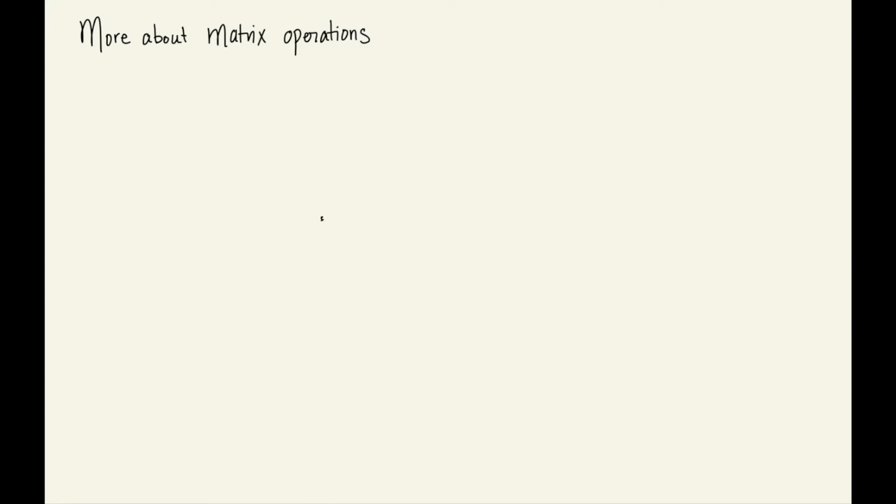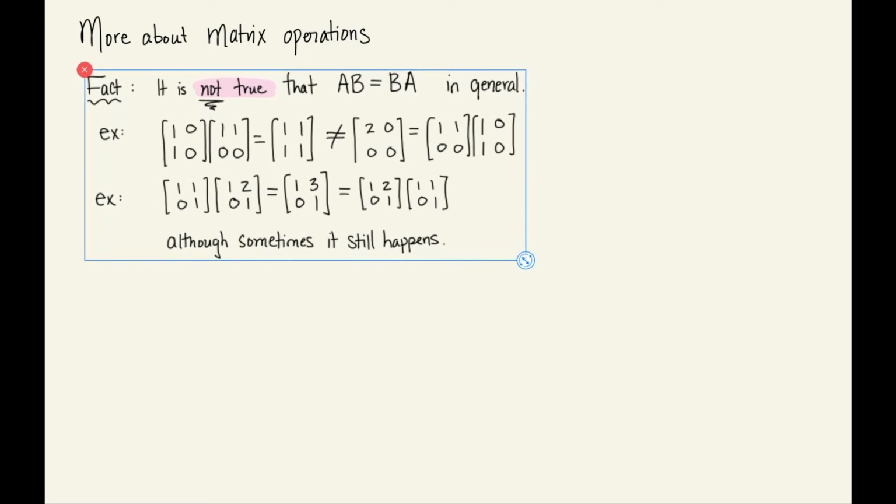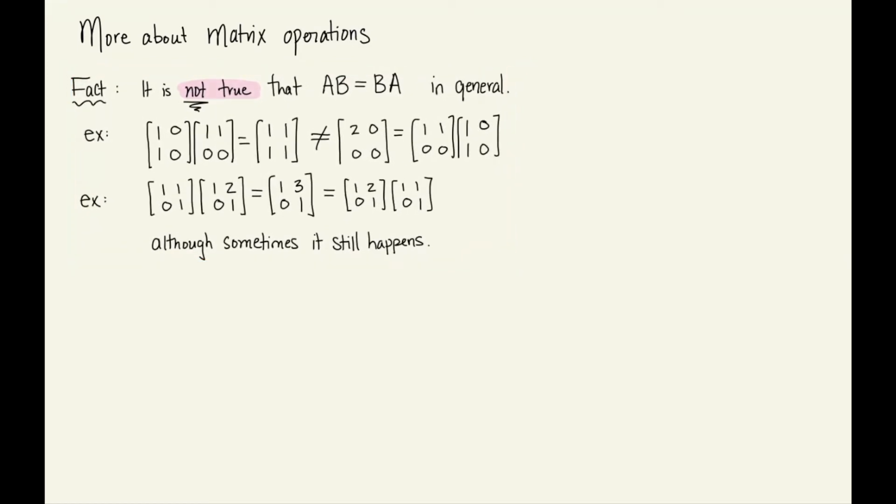Well, in general, the answer to that is going to be no. So the fact is, it is not true that AB is always equal to BA. Now, you may be able to find some coincidental examples where that is the case, but it's easy to come up with examples where it is not true. Let's just take a quick one.